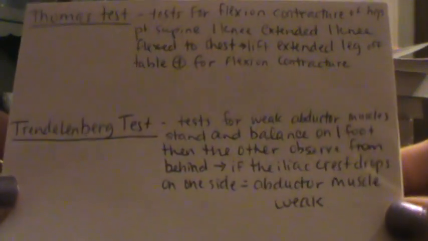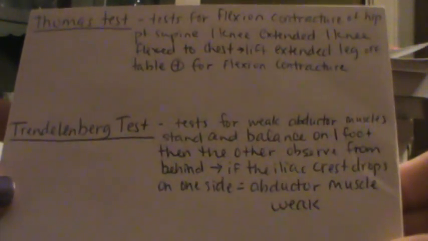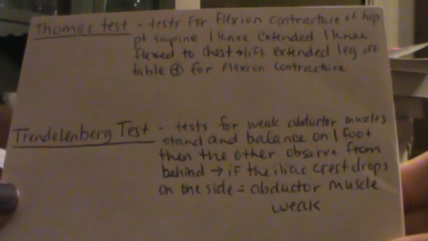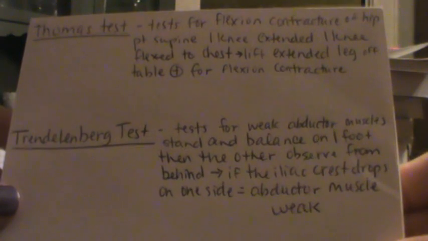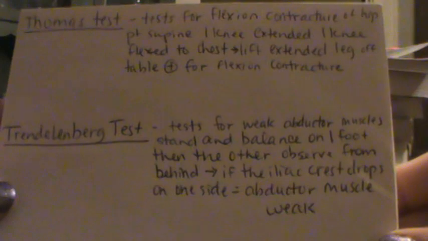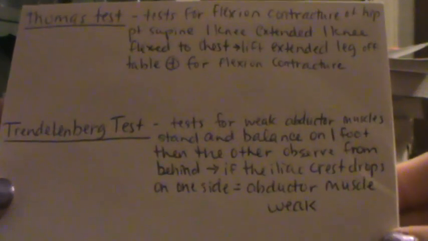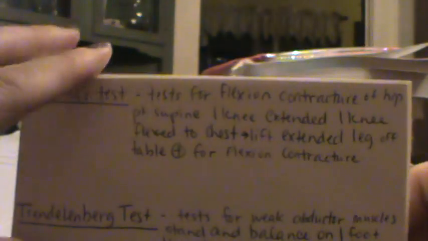And then there's the Trendelenburg test. It tests for weak abductor muscles. They stand and balance on one foot and then the other, back and forth, and you observe from behind. If the iliac crest drops on one side, then the abductor muscle is weak.